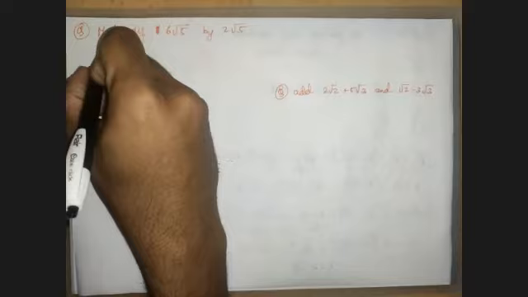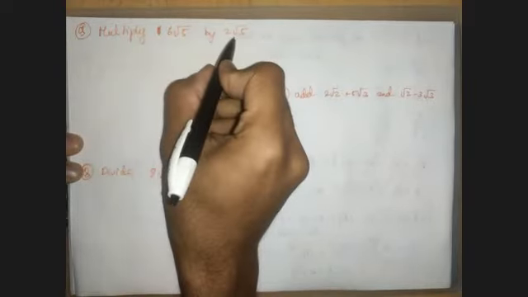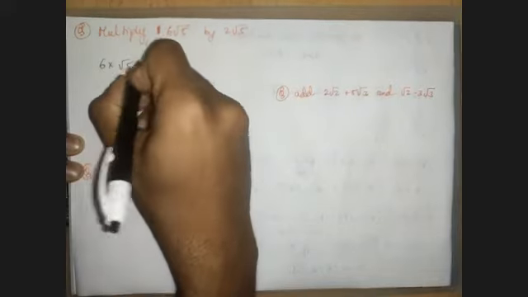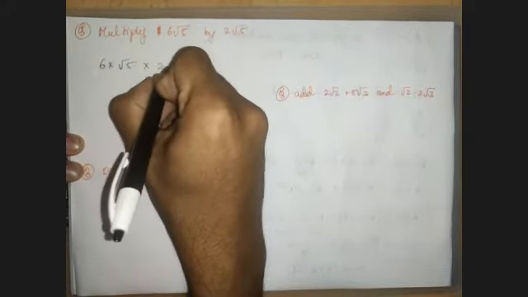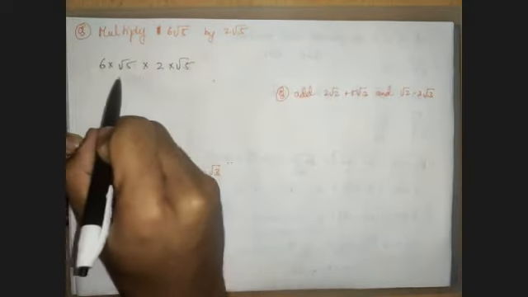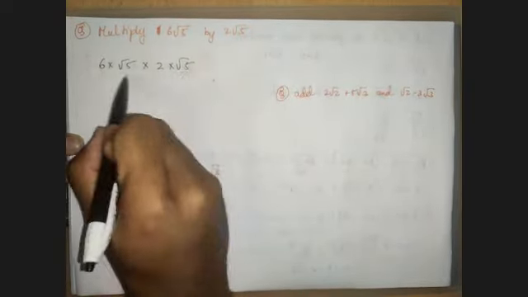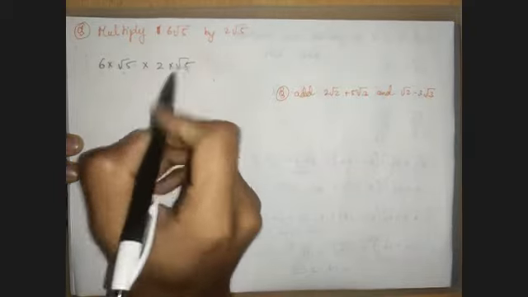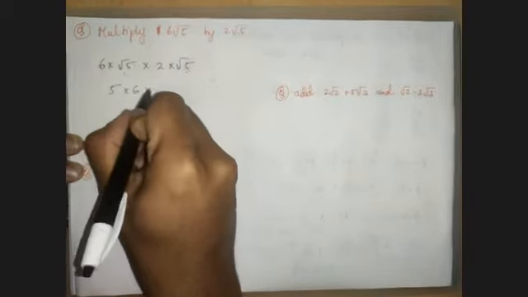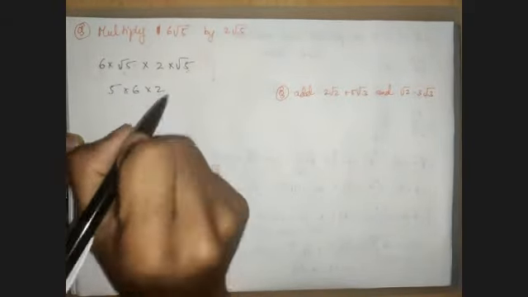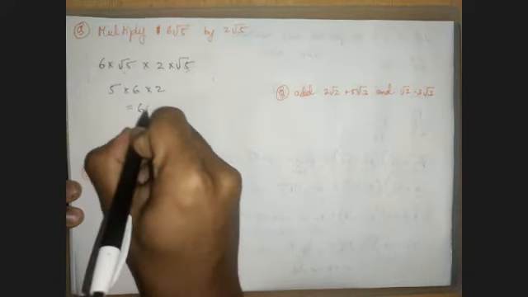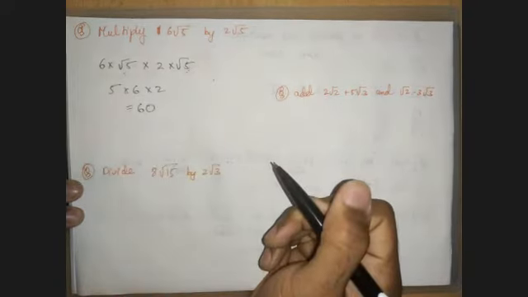Multiply 6 root 5 into 2 root 5. So I can write this as 6 into root 5 into 2 into root 5. I can multiply root 5 into root 5. What is root 5 into root 5? Root 5 square. That would be 5 itself. Then I have 6 into 2. So 5 twos are 10. 6 fives are 30. 30 into 2 is 60. So I would get 60 as the answer.